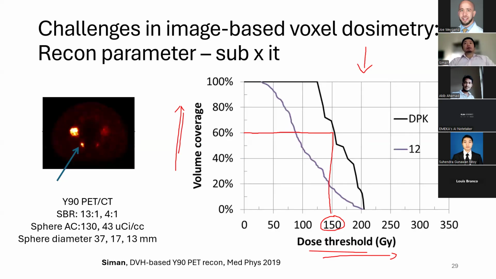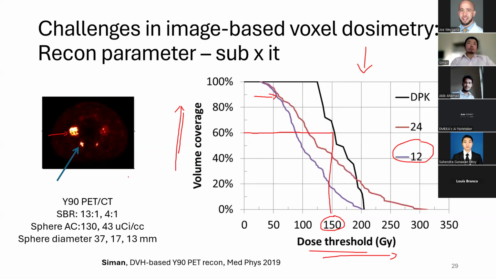Anyway, the first image here is 12 iterations, given by this purple line. Pay attention to the shape of the spheres. At 12 iterations, they still look somewhat like uniform spheres, right? And then I increase it to 24. So the red curve here is 24 iterations.